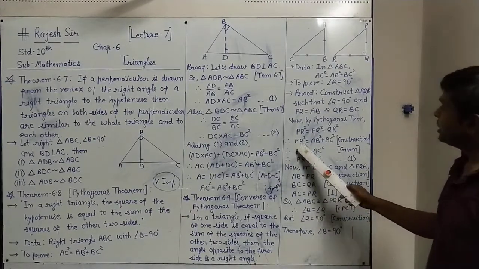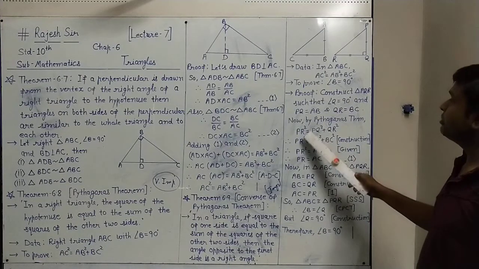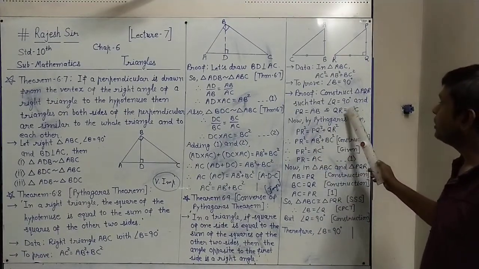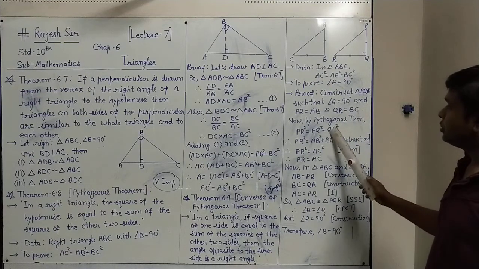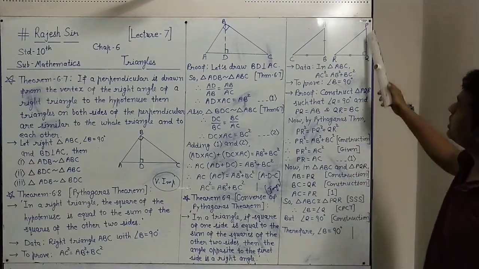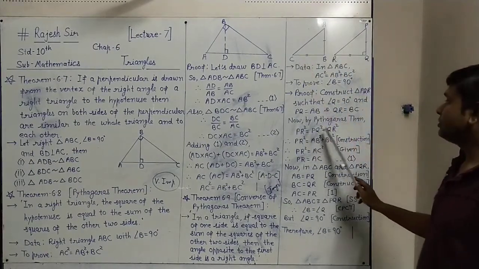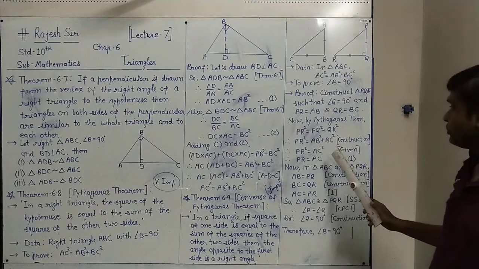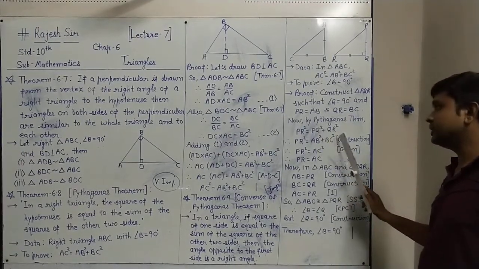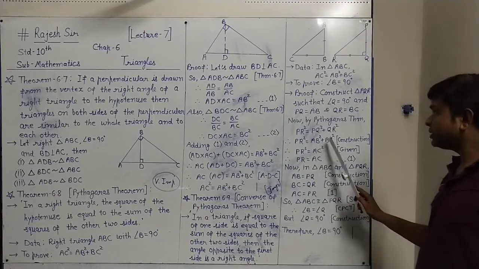Therefore PR square equals, PQ is AB, so in place of PQ you can write AB square, plus QR equal to BC, so BC square. Because of construction we have done such a way that PQ is equal to AB and QR equal to BC, so in place of that the values we have placed. Therefore PR square equals AB square plus BC square.